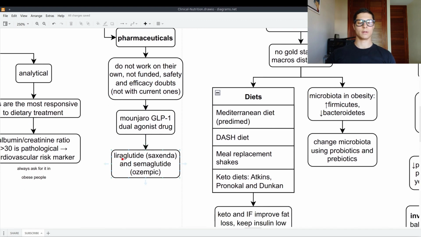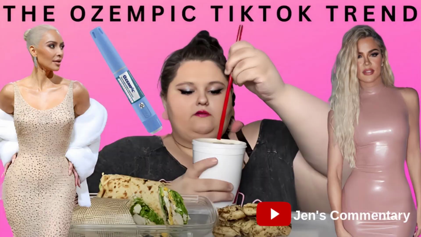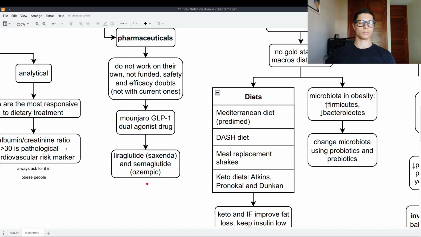We also have the liraglutide, Saxenda, or the semaglutide, Ozempic. And Ozempic has become famous because of the Kardashians taking it for weight loss. But indeed, these drugs are not meant to be taken without a clinical condition.